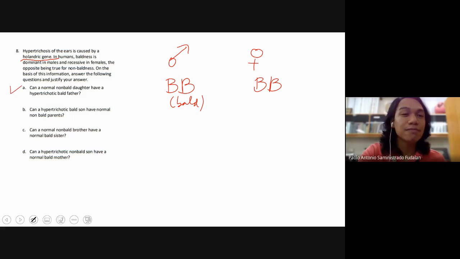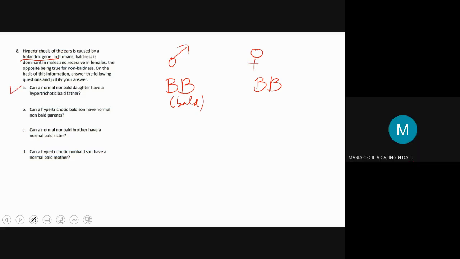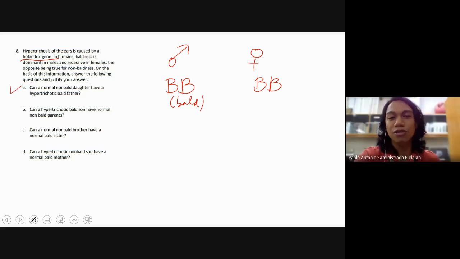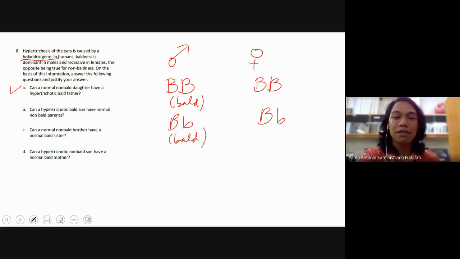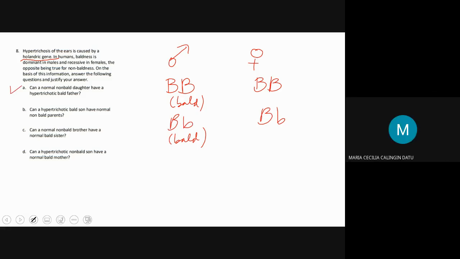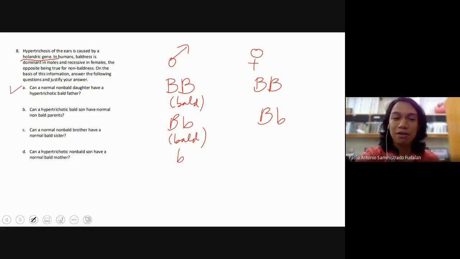What about for the female? Baldness is recessive in females. Not bald, sir. Okay, so no, not bald. What about a big B, small b? For the male, the male will also be bald, sir. Okay, also bald. What about for the female? Not bald. That's correct. What about small b? For the male? Not bald, sir. All right, not bald, but for the female, because baldness is recessive, she is bald, sir. Okay, so this is the only time the female will be bald.